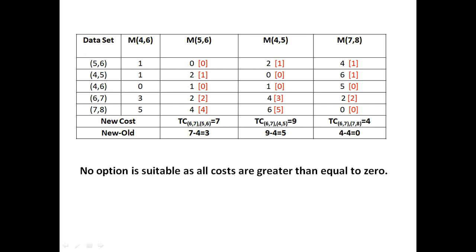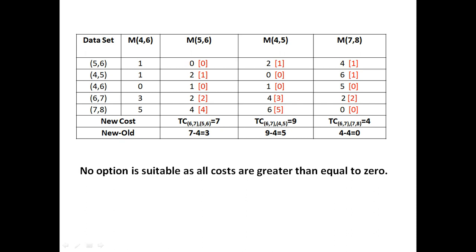Similarly we are comparing (4, 6) and (4, 5). Here we are comparing 1, 2 minimum is 1; 1, 0 minimum is 0; 0, 1 minimum is 0; 3, 4 minimum is 3; and 5, 6 minimum is 5. Similarly we compare between (4, 6) and (7, 8). In this way we are getting the cost. When we add, we get the costs as 7, 9 and 4.